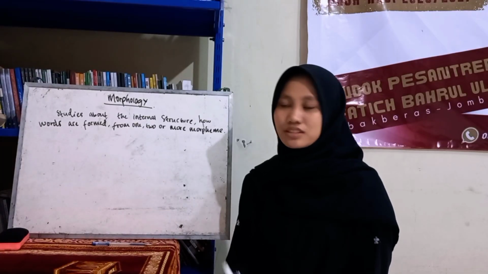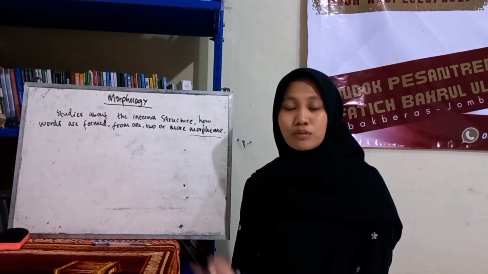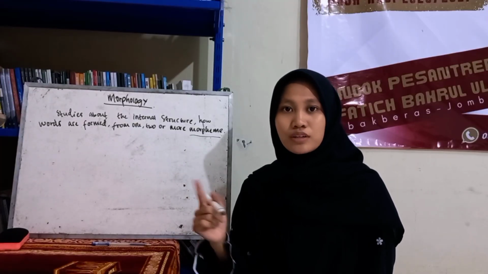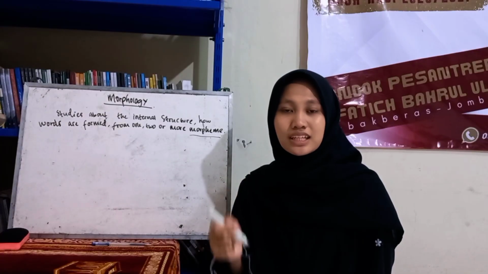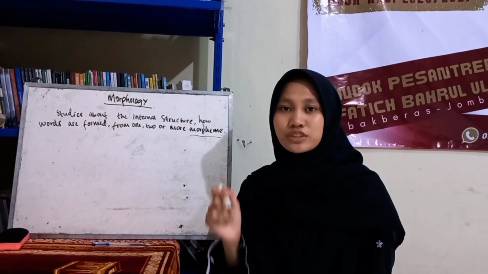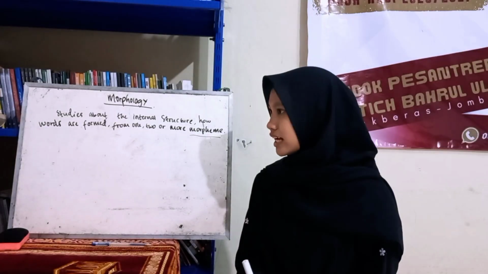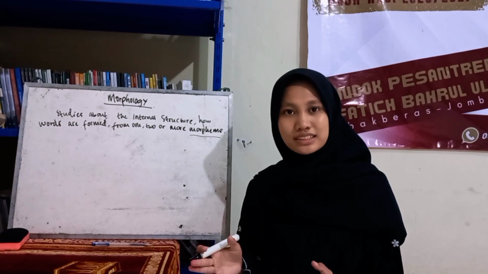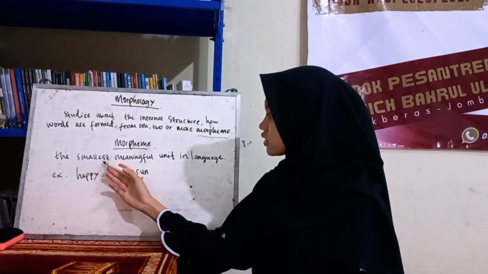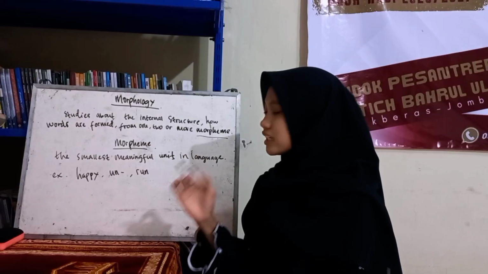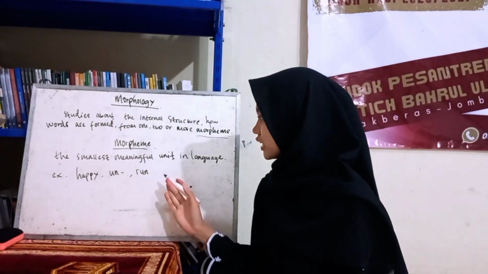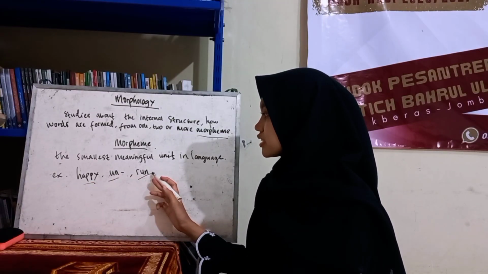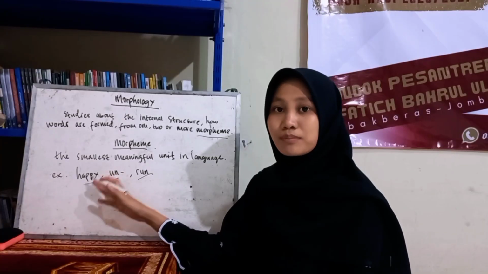And then, what is a morpheme? Okay, a morpheme is the smallest meaningful unit in a language. It means a morpheme is a small unit that has a meaning or a grammatical function. For example, happy, and run. They are small units but they have meaning.